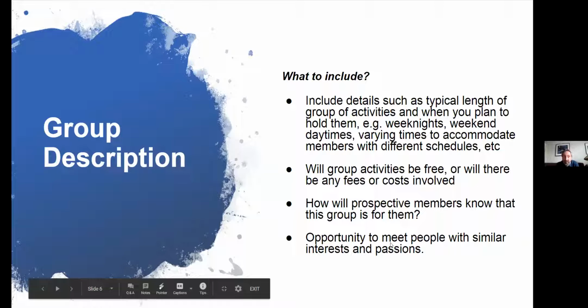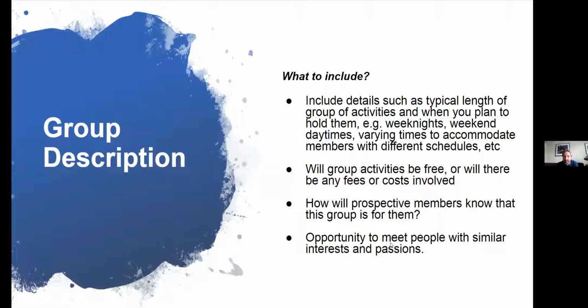Okay, what else to include? You want to let people know what times of the week, whether they're going to be daytime, evenings, weekends. I've learned through doing many events for many years that I tend to vary times, depending on the event, to allow for members who have different schedules, and not everyone has the same amount of free time to participate in our meetup events.